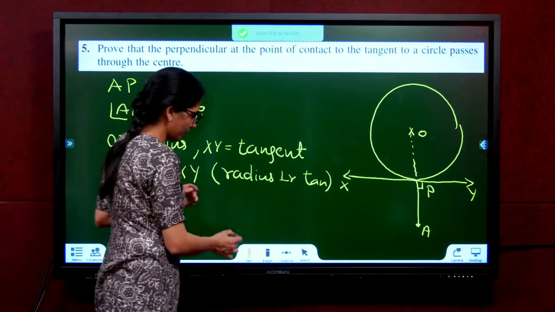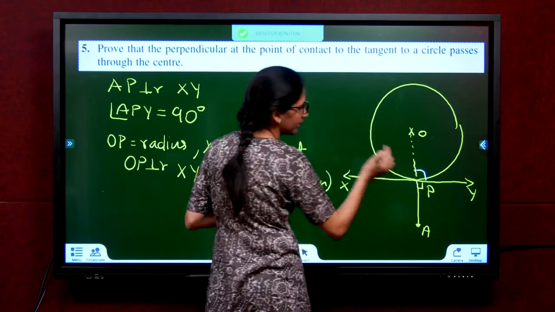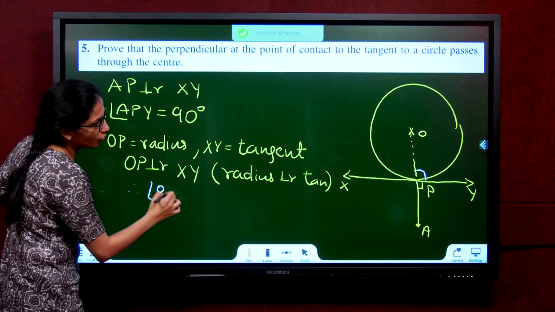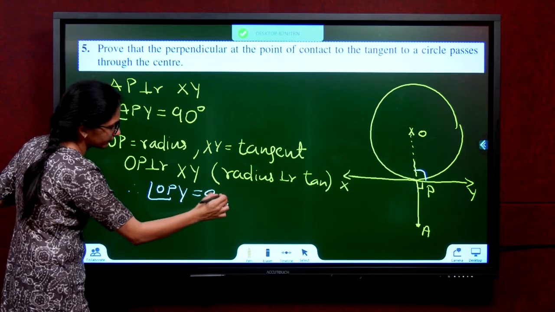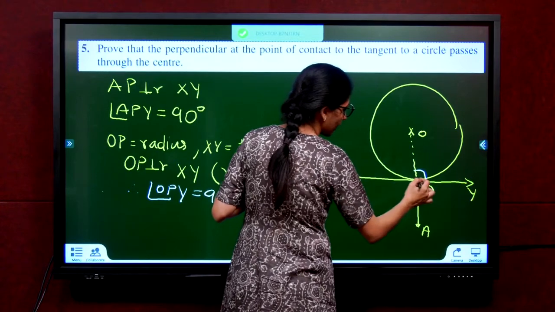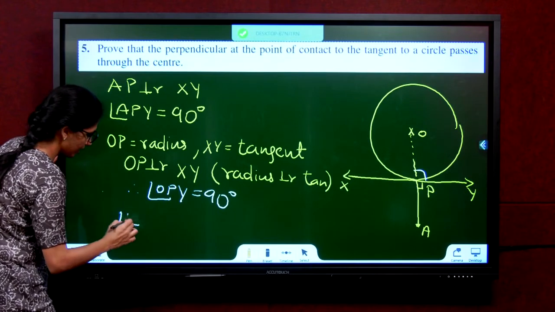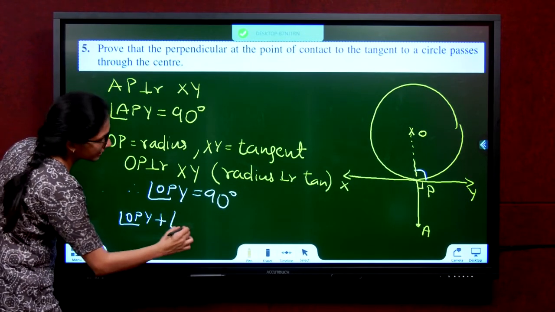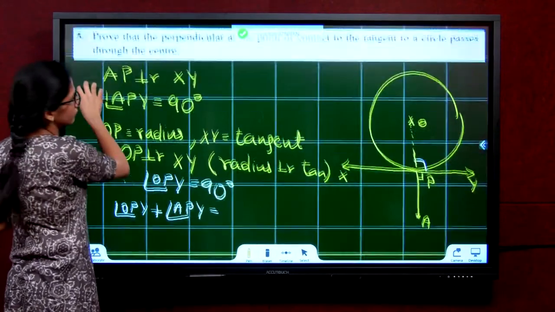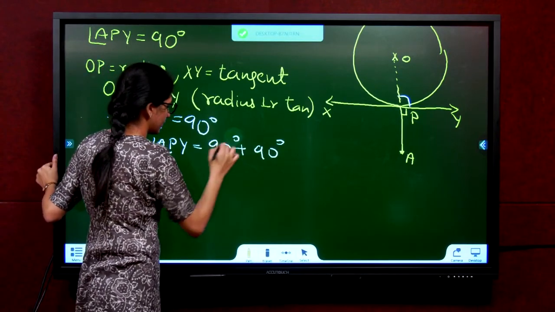If OP is perpendicular to the tangent, can I say this is also 90? Therefore, angle OPY is 90 degrees. Angle OPY is 90 degrees, angle YPA is 90 degrees. If you add them, what do you get? OPY plus APY is equal to what? 90 plus 90, 180.